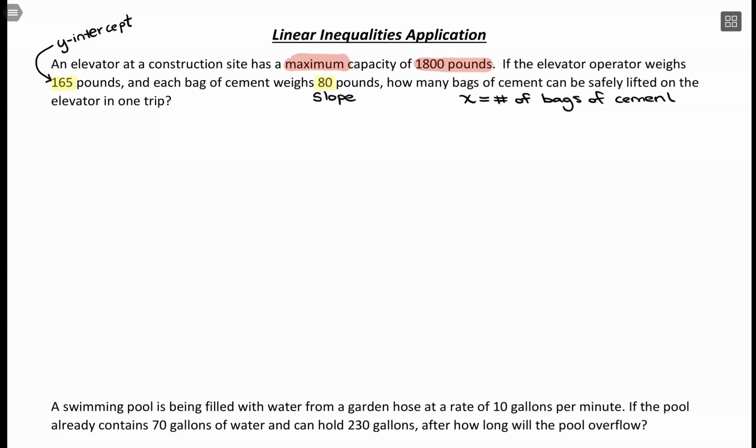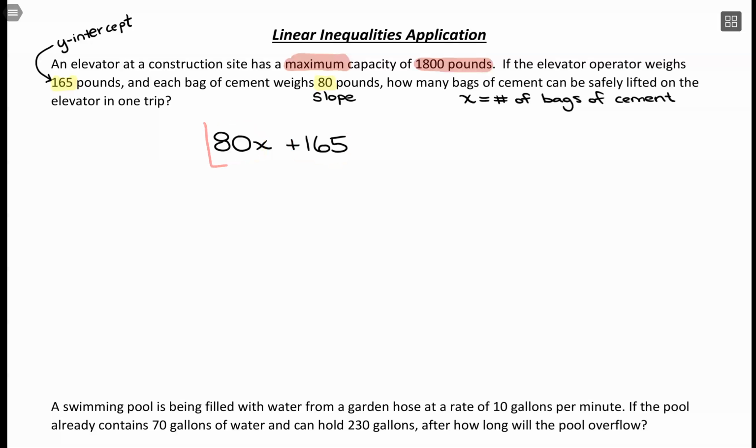And what we'll have is that we'll have 80 times x. The idea being that this kind of represents the weight of cement. So if we had one bag, it'd be 80 pounds. If we had two bags, 160 pounds. So you could see, plugging in different number of bags, we're increasing the weight. But then we also have our elevator operator, so we have this plus 165. So if I had one bag of cement, I'd have these 80 pounds of cement plus the elevator operator.